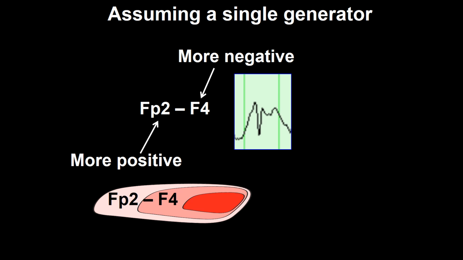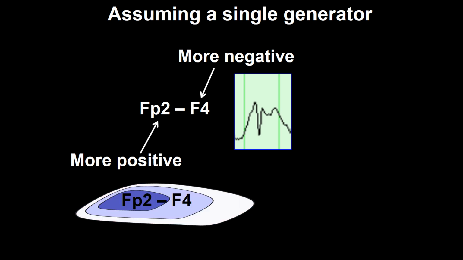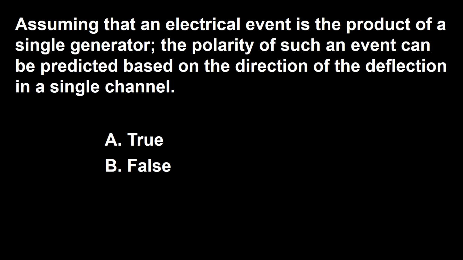The maximal negativity. If the generator of the activity is positive, the polarity of the sharp wave would be positive if Fp2 is the absolute maximal positivity of the field when compared to F4, or if Fp2, even when it is not the absolute maximal positivity created by the field, is the relative maximal positivity when compared to F4. So the answer to this question is false.